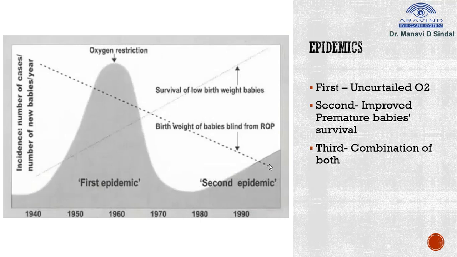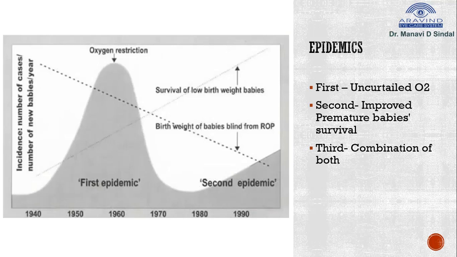With the modern era, with better ventilators, better medications, the use of surfactant, there is an increase in the number of preterm baby survival. There is also an increase in the number of preterm babies being born, especially with assisted fertility techniques. So this is now being called the second epidemic of ROP.